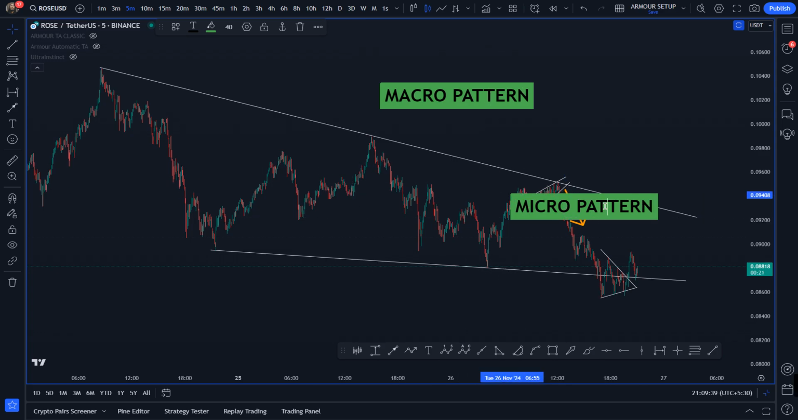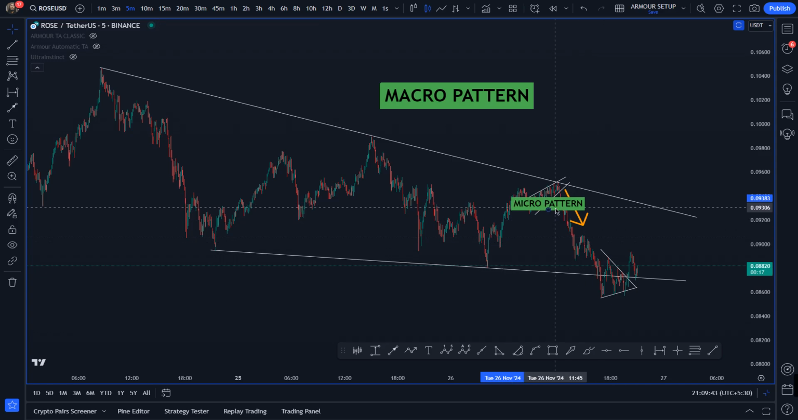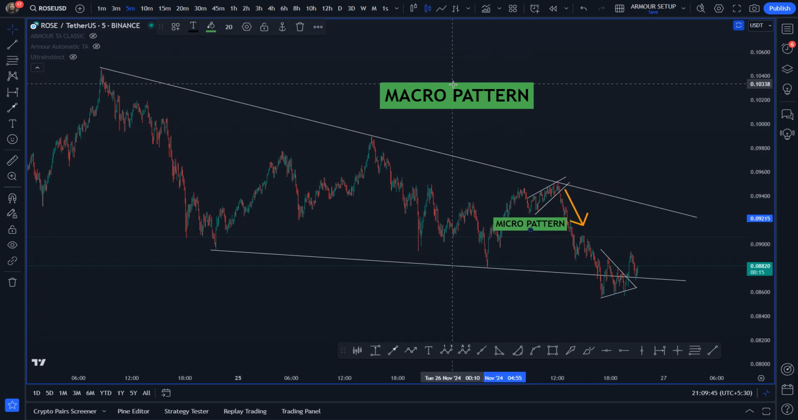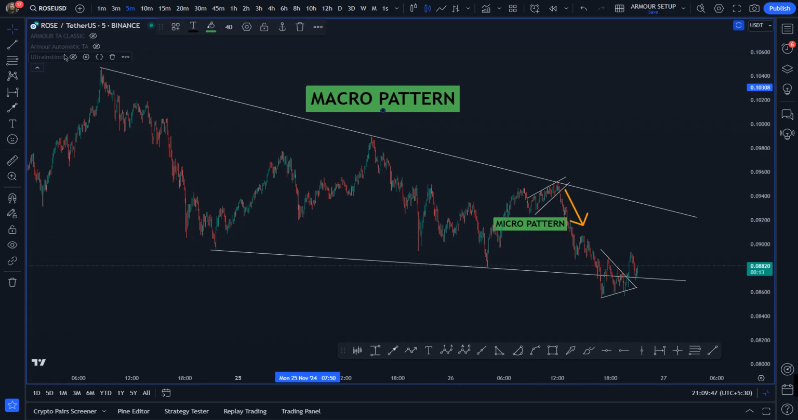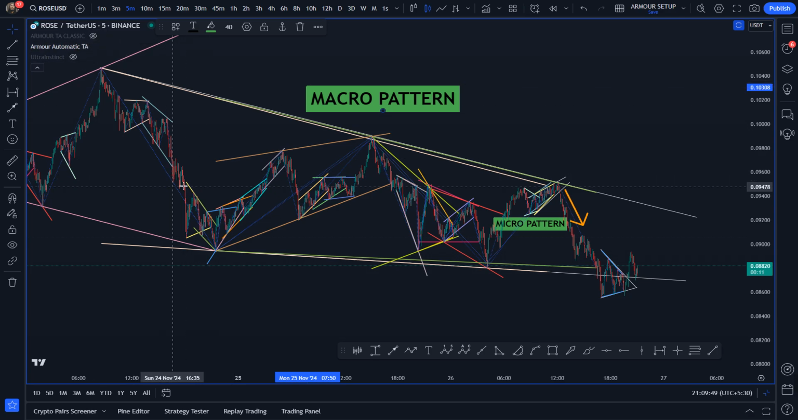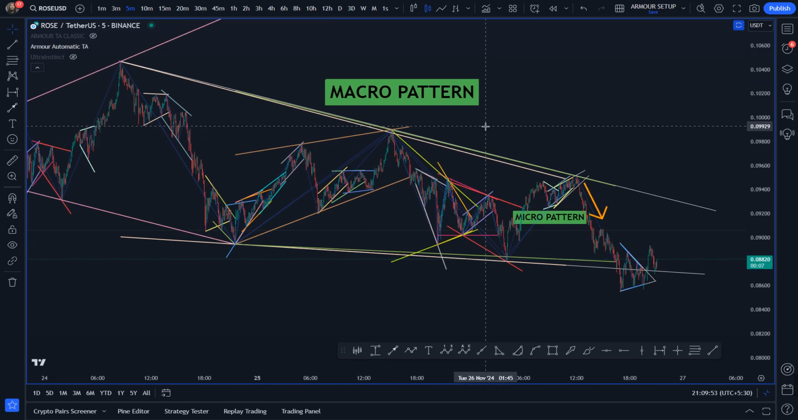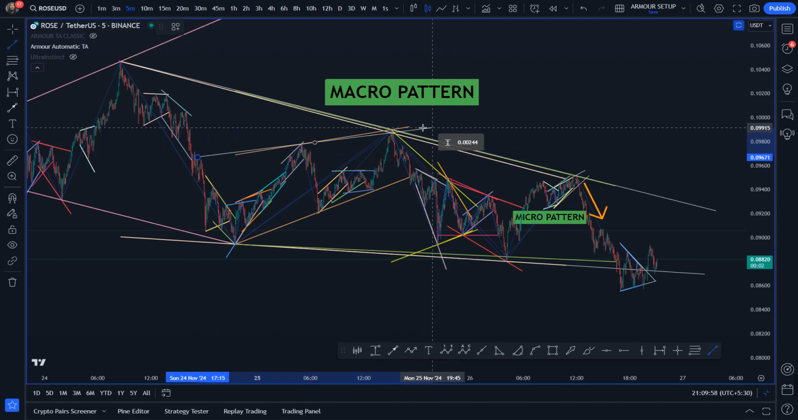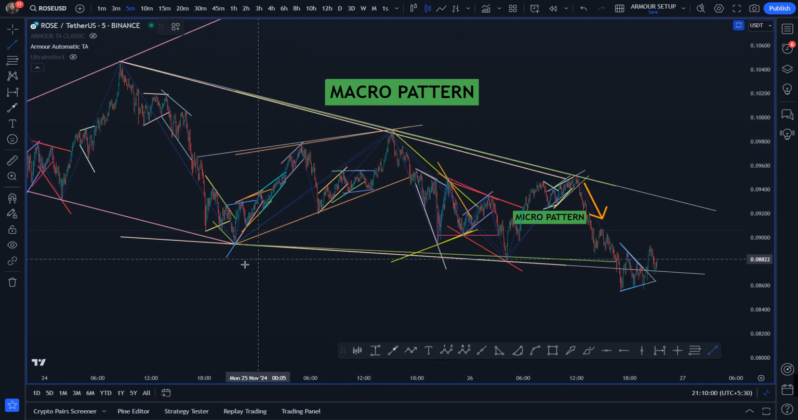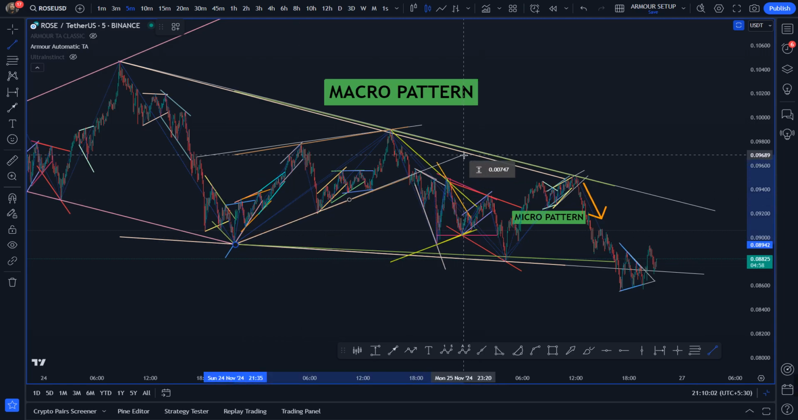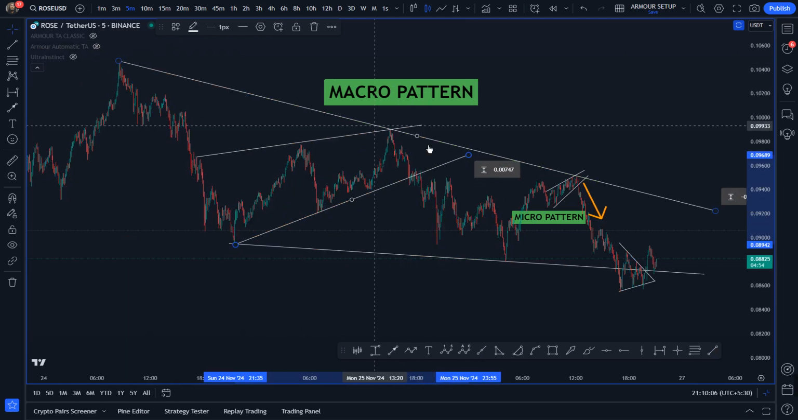Okay, so let's make it smaller. So this is a micro pattern inside a macro pattern. Okay, so we have got both patterns in it, and you can use these patterns for your trades. So inside it we can draw this pattern right here, just like this. You just have to redraw, it's just a copy paste. And whenever the candle breaks this pattern to the downside, you just have to sell.